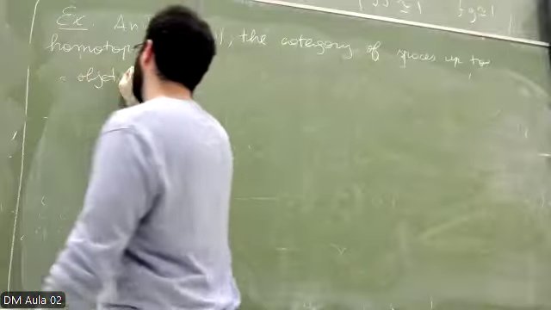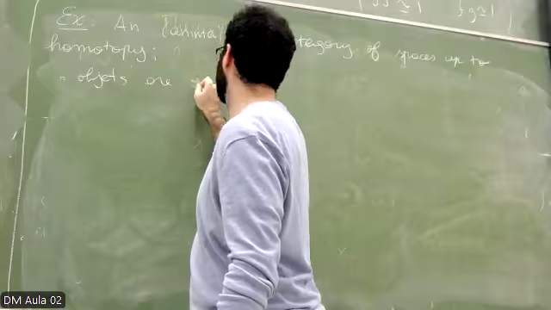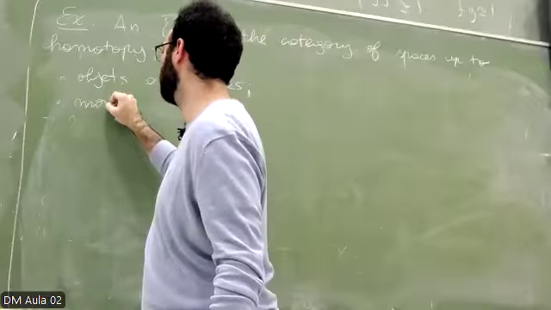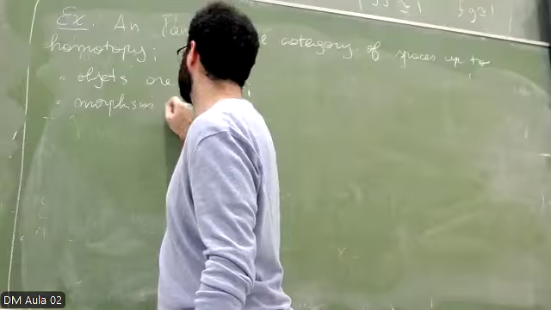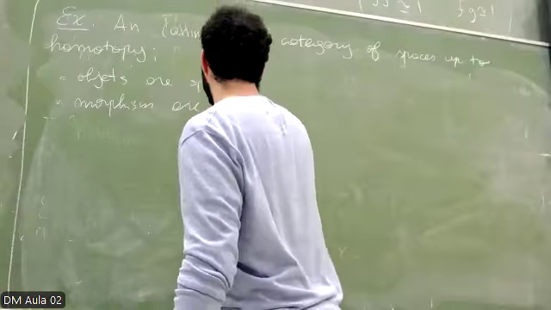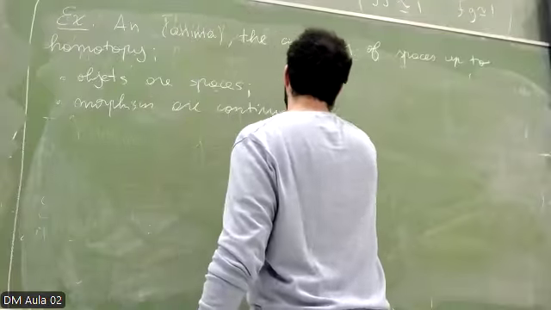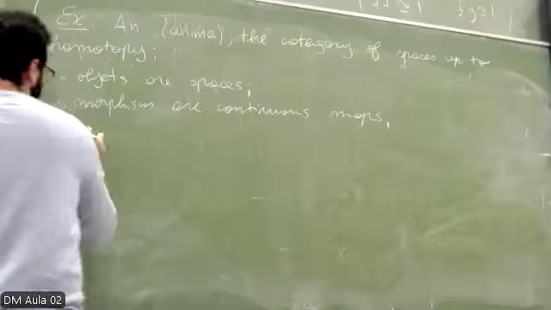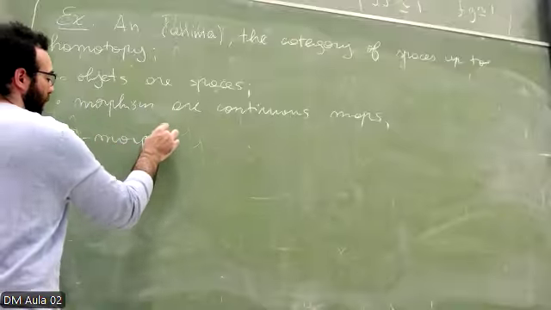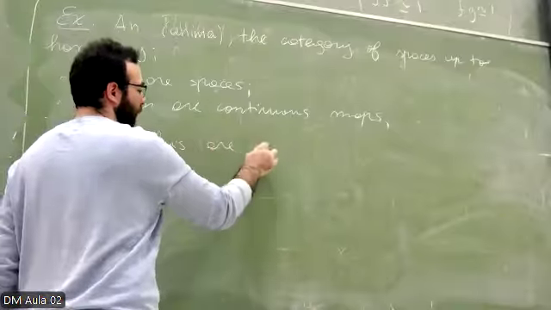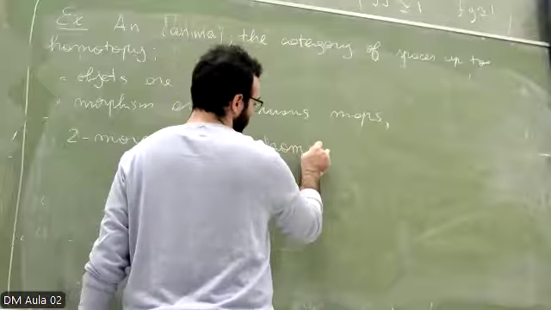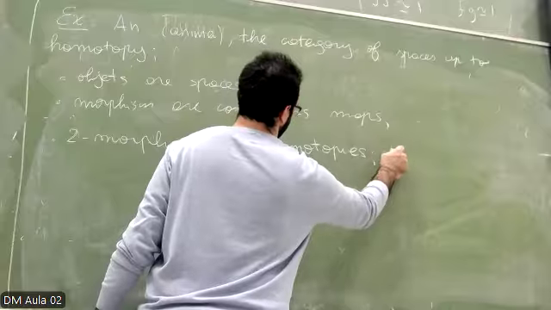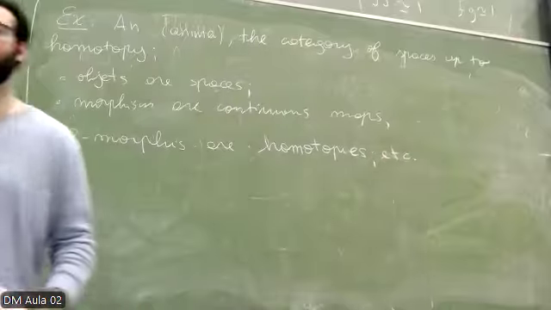So here, objects are spaces. Morphisms are continuous maps. Two morphisms are homotopies, and so on. Then you have homotopies between homotopies. Okay.